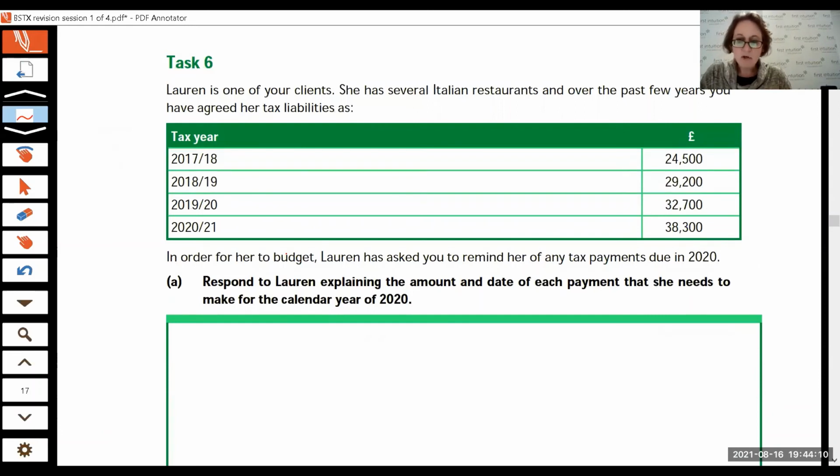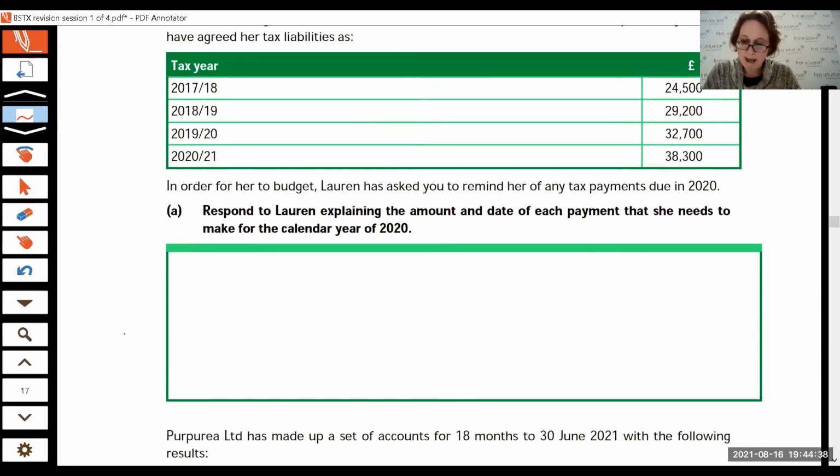Lauren is one of your clients. She has several Italian restaurants, and over the past few years, you have agreed her tax liabilities as. And this is, I think, sometimes where we panic. We've got 4 different tax years given. And it's like, oh my goodness, I feel a bit overwhelmed with numbers. In order for her to budget, Lauren has asked you to remind her of any tax payments due in 2020. Respond to Lauren explaining the amount and date of each payment that she needs to make for the calendar year of 2020.